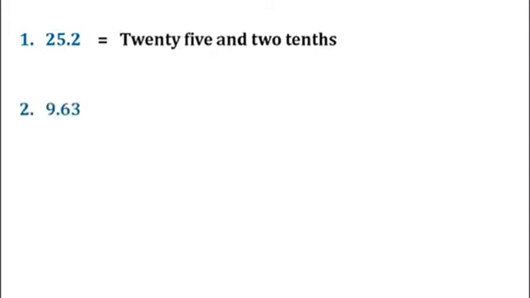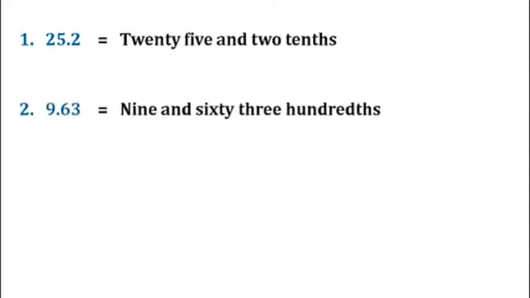The second example is 9.63. 9 is to the left of the decimal point, so we read it as 9. Decimal point as 'and'. Since 6 and 3 are to the right of the decimal point and 6 is in the tenths place and 3 is in the hundredths place, it can be read as 63 hundredths. So, the number 9.63 can be read as 9 and 63 hundredths.